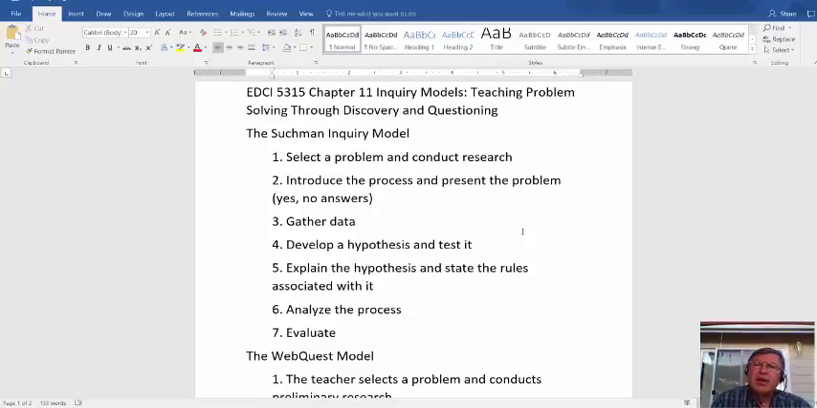And then the students, after you have done your research and you've come up with something that fits the curriculum and that you think they'll be able to handle, you give them some resources, and the students go and gather data. And once they've gathered their data, they develop a hypothesis and they test it. And then they have to explain the hypothesis and state the rules associated with it, because it's not just yes it worked or no it didn't work. Why didn't it work? Yes it did work, and why? What are the rules? There's more to it than yes it did or no it didn't. How well did it work? In what conditions? And so forth.